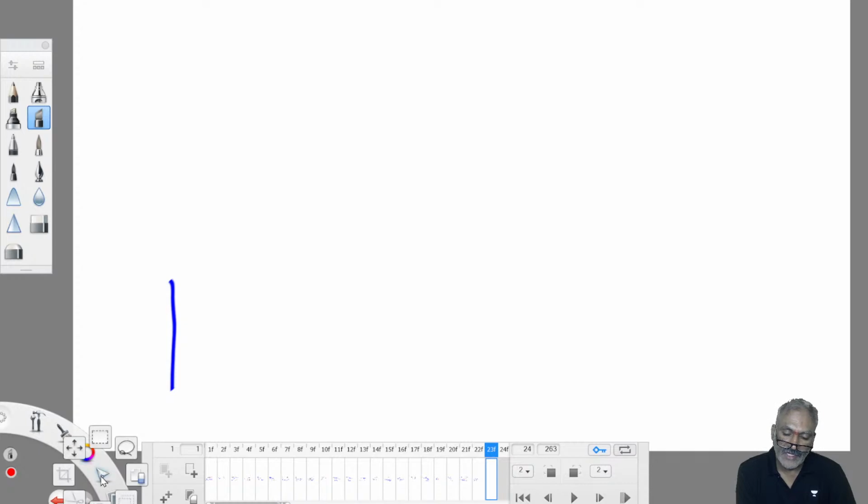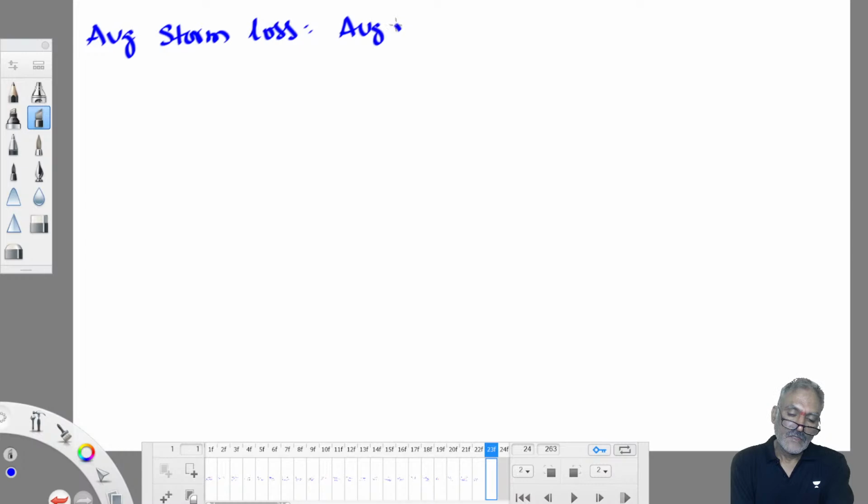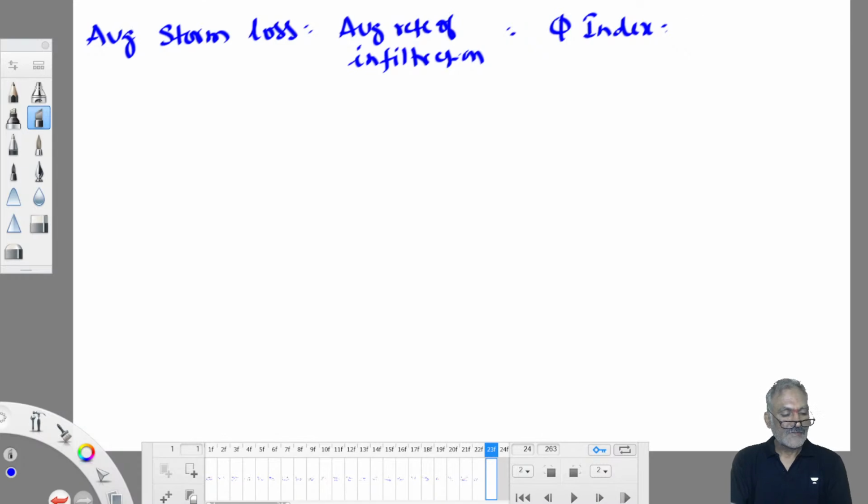Average storm loss means infiltration loss. What is the storm loss that occurs instantly in a catchment? Except infiltration loss, no loss happens instantly, isn't it? So average storm loss is nothing but the average rate of infiltration. For a uniform storm, it is the phi index and W index, both of them the same. Indirectly, it is the phi index. Its value is given as 6 mm per hour. That's all. So the phi index is given to find out PE.